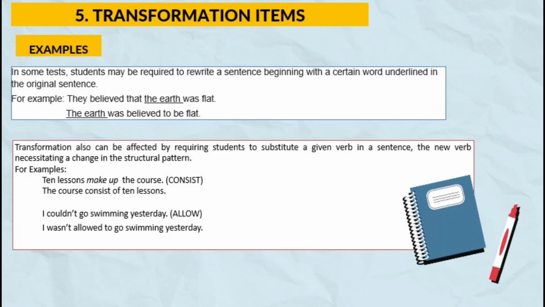But in some tests, students may be required to rewrite a sentence beginning with a certain word underlined in the original sentence. And we can see here the example: They believed that the earth was flat. And it can be transformed into: The earth was believed to be flat. Or, transformation also can be effected by requiring students to substitute a given verb in a sentence, the new verb necessitating a change in the structural pattern. So we can see here the examples.